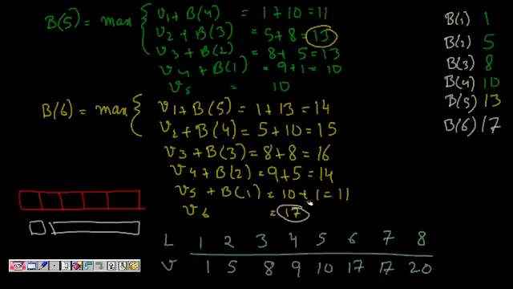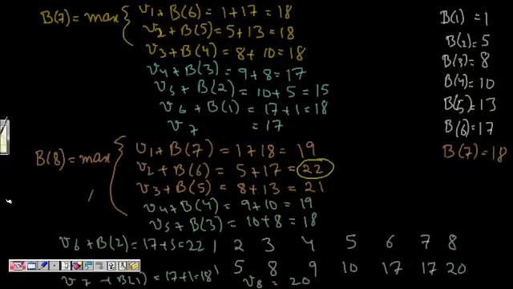Which one is the best? 17. So I don't cut at all, that is the best one. So now we put b6 is equal to 17. Okay, and I have to follow this procedure till b of 8. So now I come to b of 7, and again I follow the same procedure. It can be v1 plus b6, v2 plus b5, and I do till here, and I find that 18 is the best I can get. So I update b7 is 18.